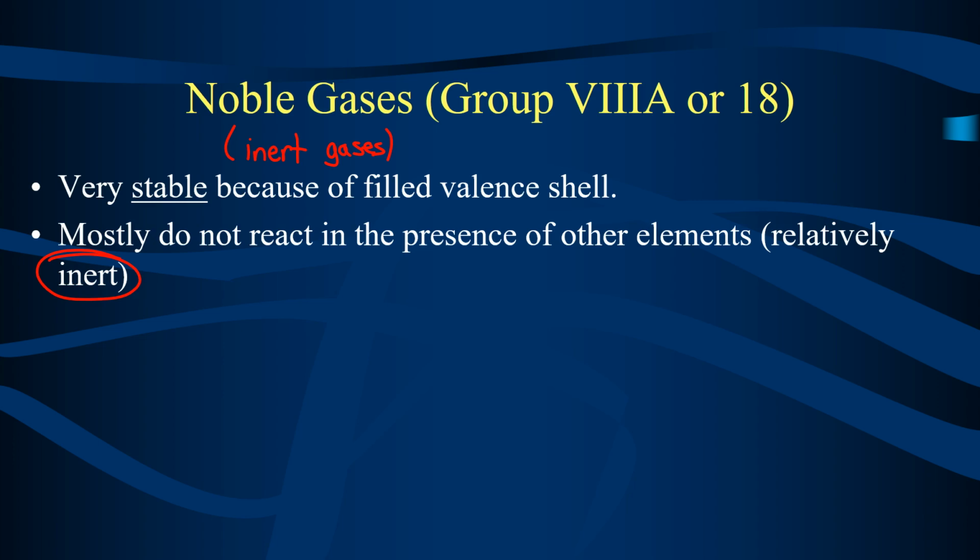The reason why they're considered to be stable is because of this filled valence shell, they have a full outer shell. A full outer shell means that it has 8 electrons. Helium has a full outer shell with 2 electrons. That's because helium only has 1 energy level. The first energy level can only hold 2 electrons, so it's full with 2.